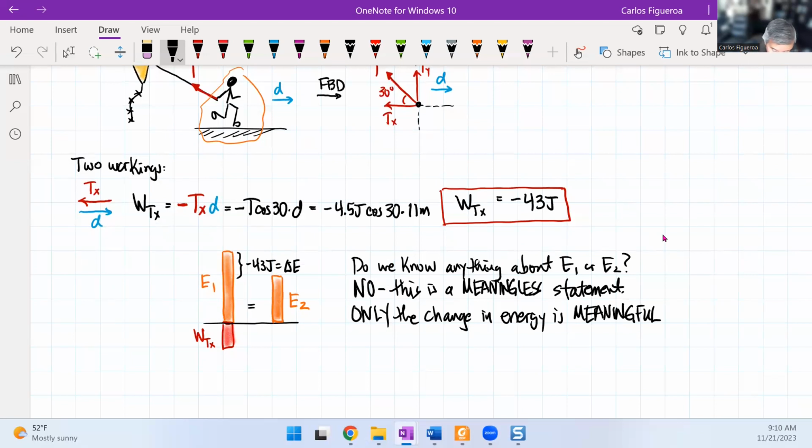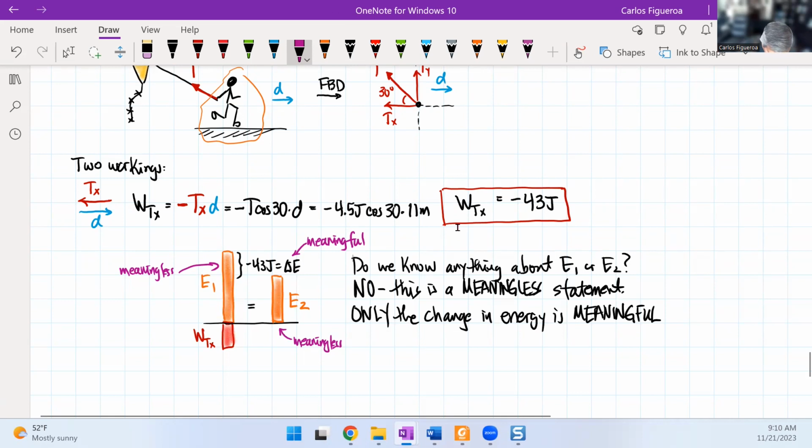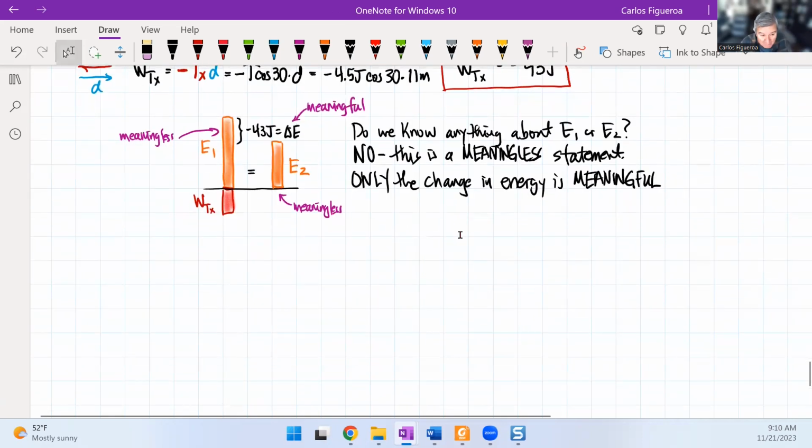Which is crazy, because what happens a lot of times? People will say, I'm low in energy. Meaningless. I have too much energy. Meaningless. This is meaningful. You can only talk about changes in energy. Let me just, as an example here, the way to think about it would be something like that.